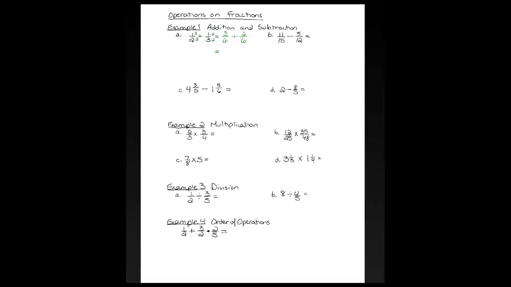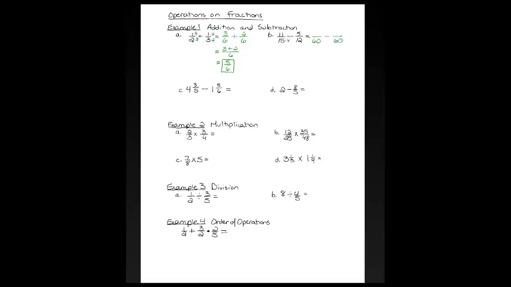Now that we have the same denominator, we just add the numerators. We have 3 plus 2 over 6, which gives us 5/6. Now for part B, we need to do the same thing. Here we are subtracting, which means we still need to find a common denominator. In this case, the common denominator is a number that has both 15 and 12 as factors. That number would be 60.